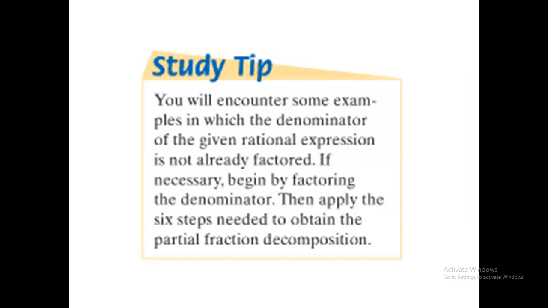If the degree of the numerator is equal to or higher than the degree of the denominator, then you have to first do long division. After you have done long division, you make sure that in the remainder, if there's a remainder, the denominator of such a remainder is written in factored form. Once you have done that, you are ready to apply the 6 steps that I have just read a while ago. Okay?